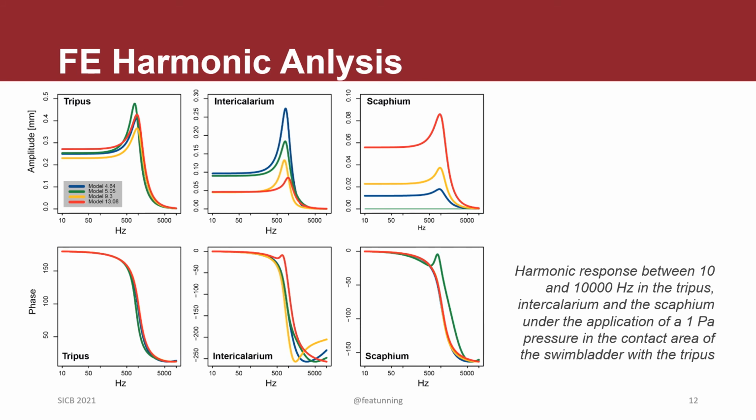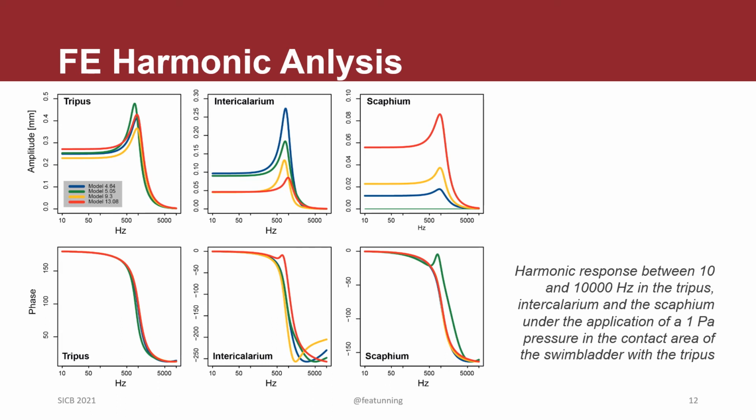Harmonic analysis results characterize the response of the Weberian ossicles to the sound pressure exerted by the gas bladder. The results of the harmonic analysis in the 4 different models show that the amplitude of the vibration of the scaphium in model 505 is unexpectedly and abnormally low. Models 930 and 1308 generate a frequency at resonance and peak amplitude close to model 464 in the tripus and diverge later when vibration passes on to the intercalarium and scaphium.